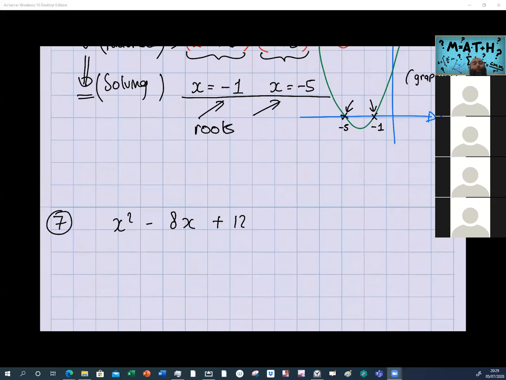Okay, right. Equals naught. That's your y value. So basically, they want you to solve it when it cuts the x-axis, because your x-axis is also the y equals 0 line. That's where the 0 comes from. Okay, lovely.